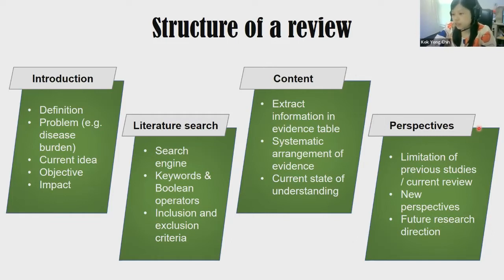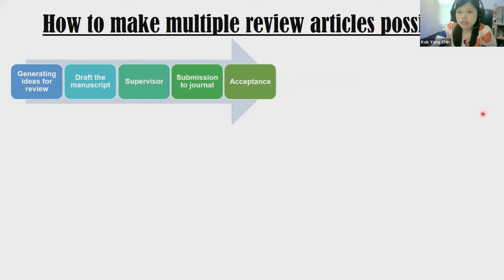Just now, I've given you some examples of the things that you can put in. For example, the limitations of current studies or current reviews. Okay, what the perspectives are, and also what the future research directions are.